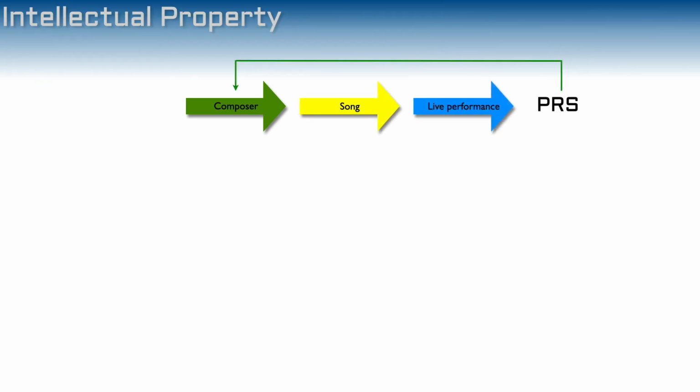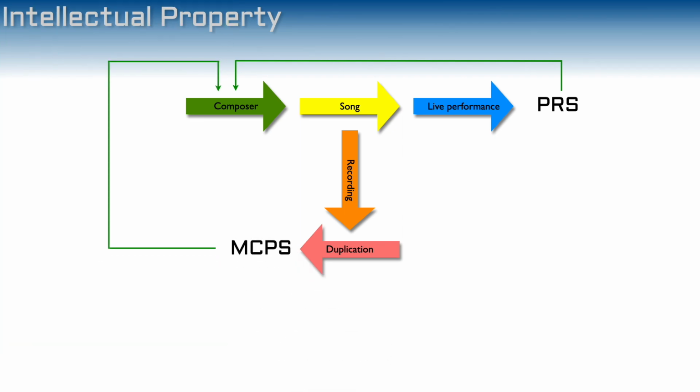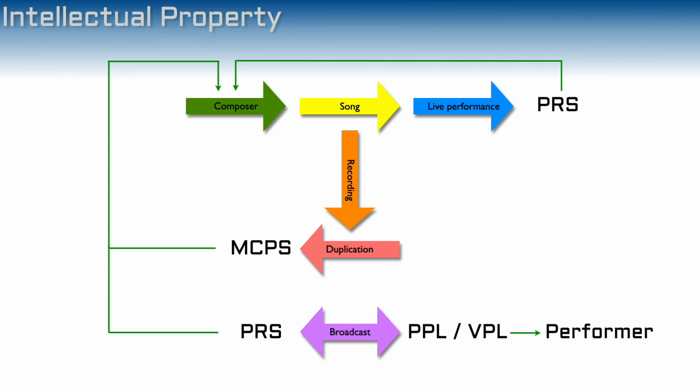As a composer, you've written a song, and that song is performed live. PRS collects payments and pays it to you. The recording of the song is duplicated. MCPS collects the fee and pays it to you. When it's broadcast on the radio, PRS collects the fee. PPL and VPL collect fees for broadcast performances and pay them to the performer.